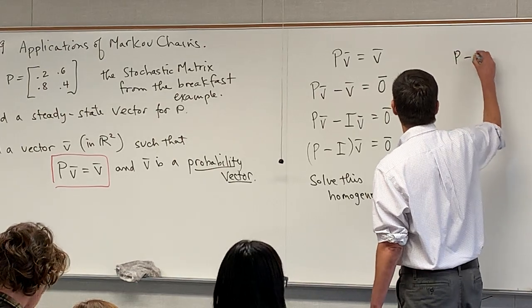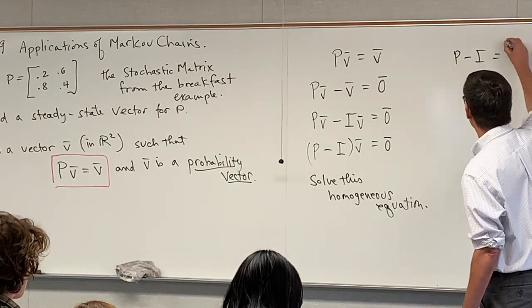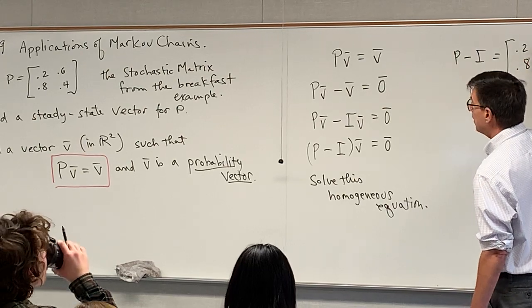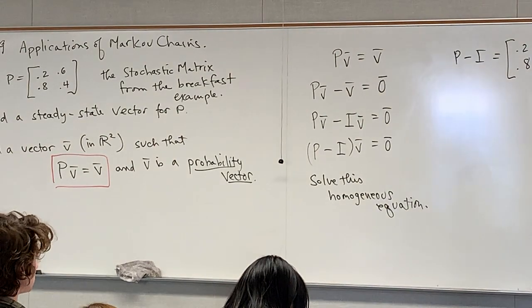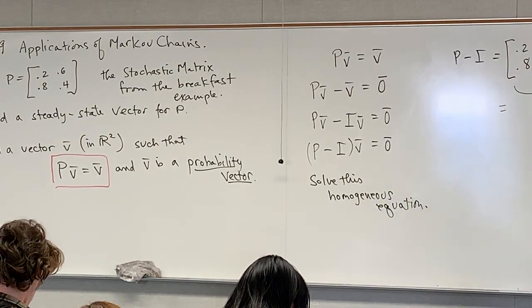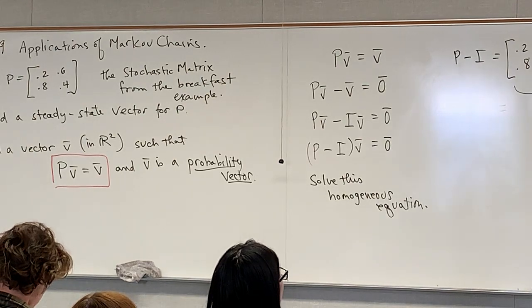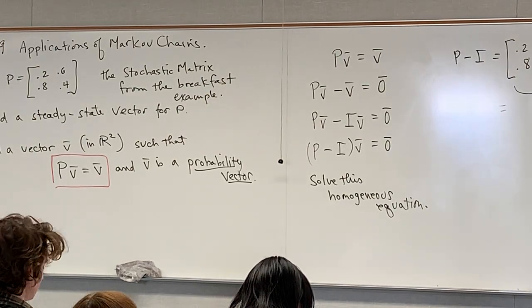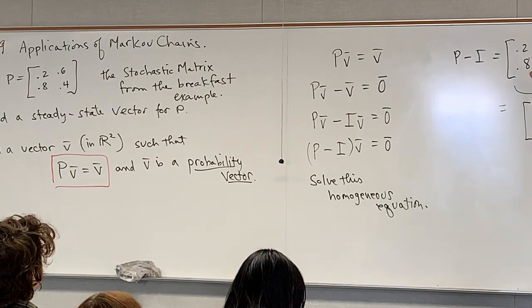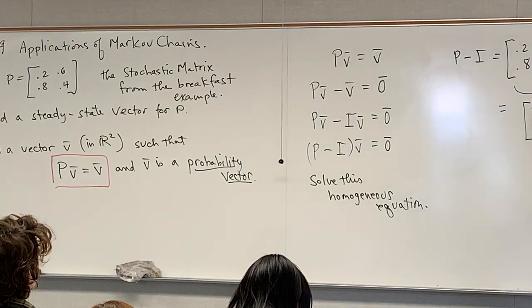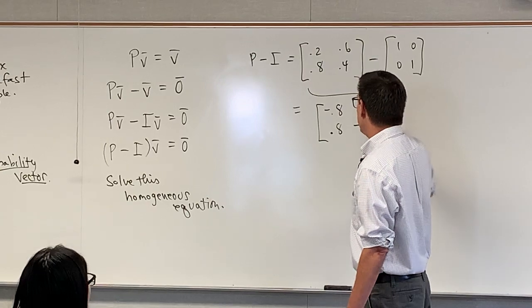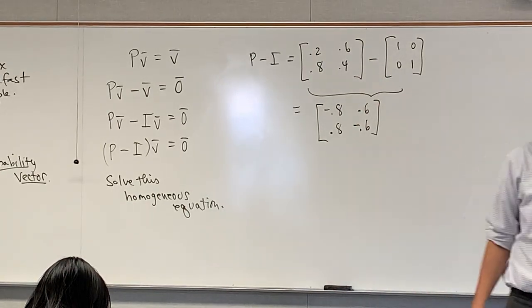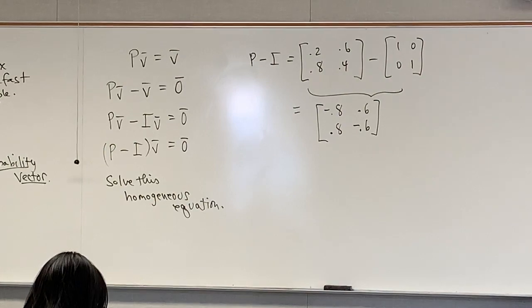So what is P minus I? That's going to be 0.2, 0.8, 0.6, 0.4 minus 1, 0, 0, 1. And what you see happen here is what's always going to happen with a stochastic matrix. 0.2 minus 1 is negative 0.8. Then we have 0.6. Then we have 0.8, and then we get negative 0.6. So notice how these entries, we have just positive and negative values of the same thing.